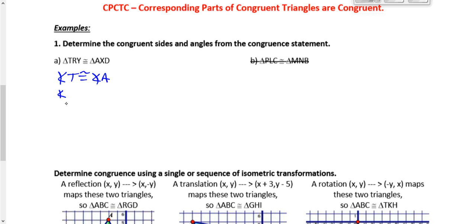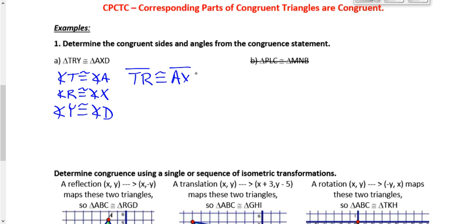Angle R congruent to angle X, Y, angle D, and then segment. Remember, you're using congruent, so you need the symbol above it, right? Congruent to AX, Y, congruent to XD, say TY, congruent to AD.